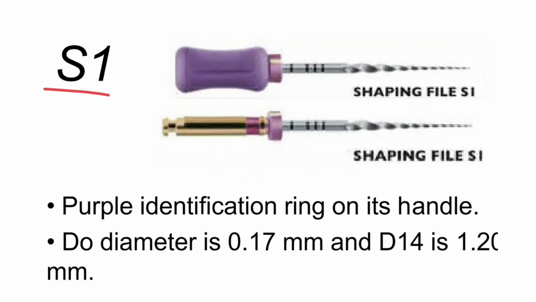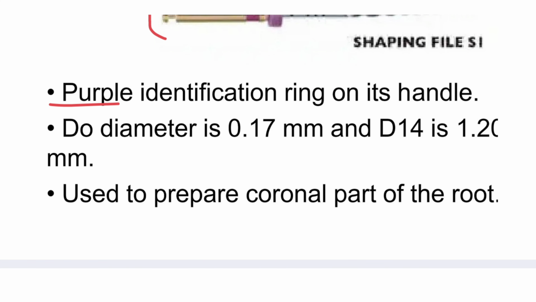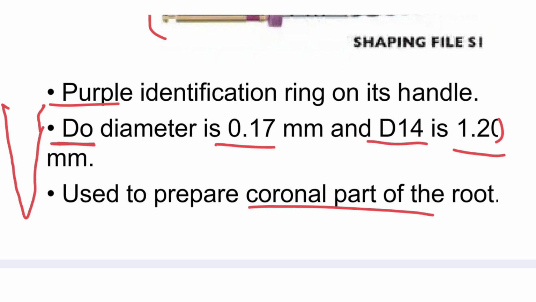Now let us move forward to the S1 file. The full form is shaping 1 file, and it is purple in color. As you can see, this is a hand file system and this is a rotary file system. The purple handle is the identification, the initial diameter is 0.17 mm and D14 is 1.20 mm, and it is used to prepare the coronal part of the root. If this is our root canal, the orifice will get prepared by the SX file, and this coronal part gets prepared by this S1 file.